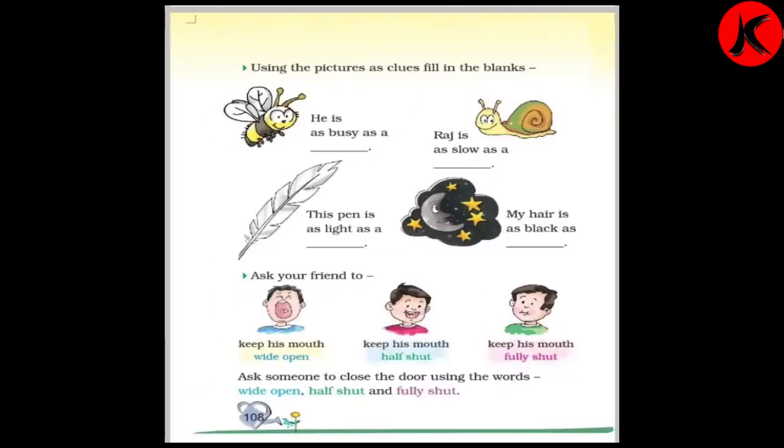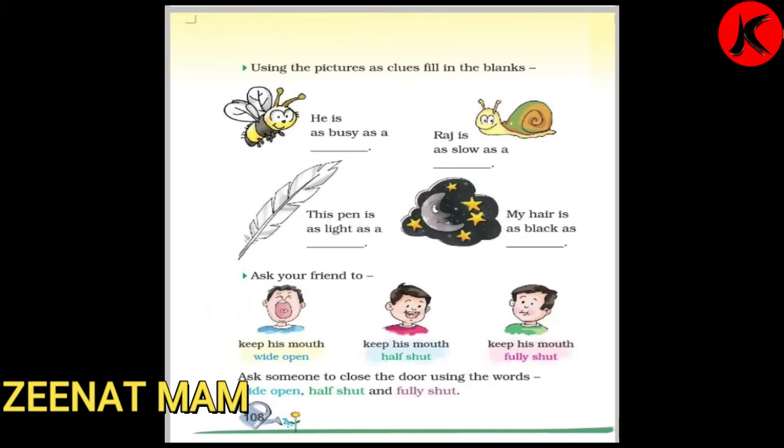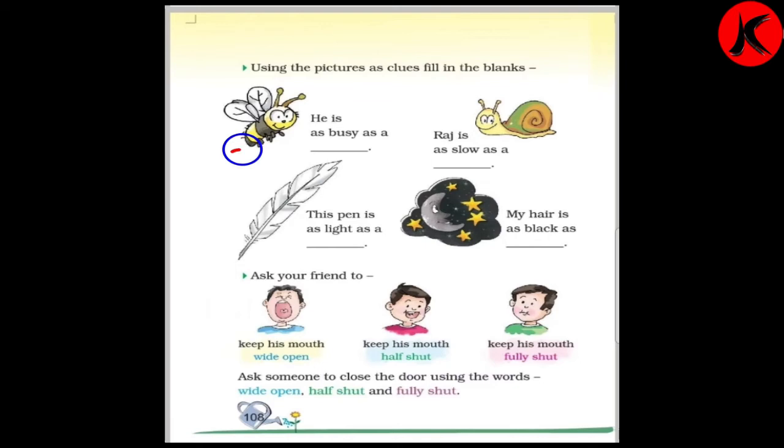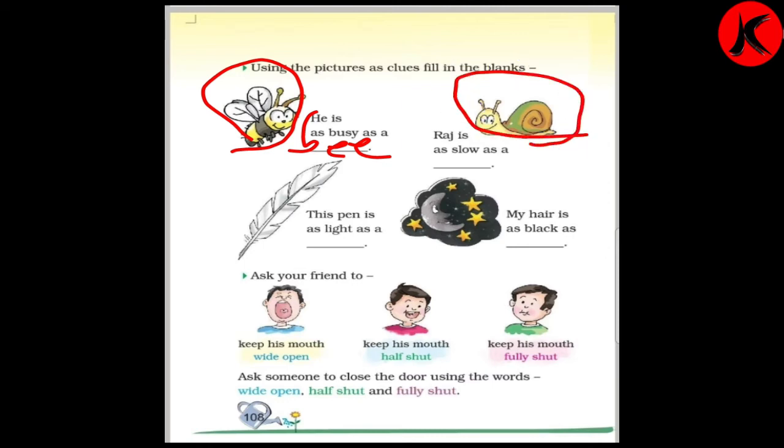Now we'll go to the next page, 108. Now it is said over here, using the picture as clue, fill in the blanks. The first one is what? He is as busy as dash. Now you can see it is a picture of what over here? It is a picture of a bee. So we will write B-E-E, bee. Raj is as slow as a. It is a picture of what? Can you tell me? Yes, snail.